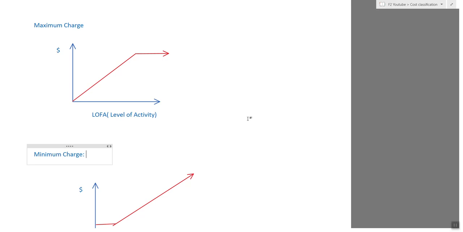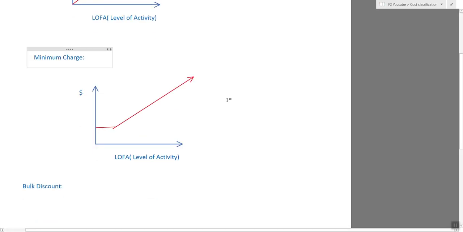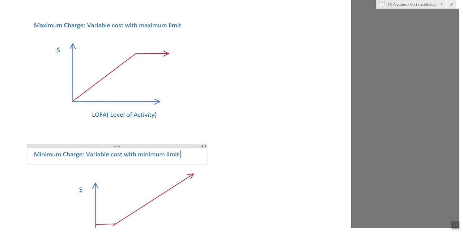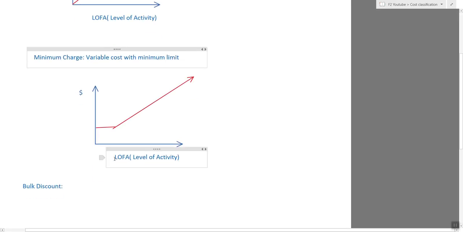I've seen some videos where a certain restaurant offers a meal if you eat a certain amount. After that amount, whatever you eat is free. Minimum charge is variable cost with a minimum limit. So this is variable cost with a maximum limit, and this is variable cost with a minimum limit. A good example of this I will give you is piece rate with minimum guarantee.